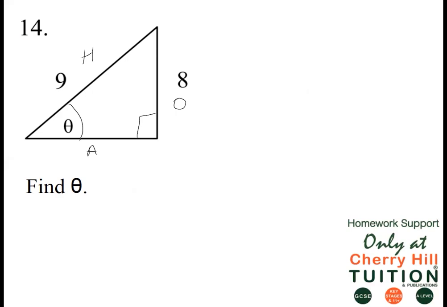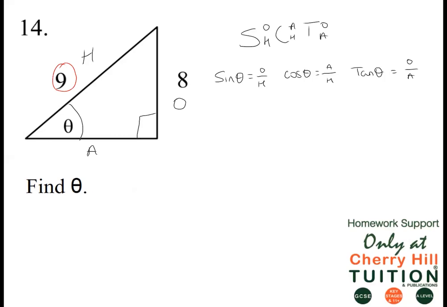Now let's write down SOHCAHTOA, because we will need this. So what this means is sine theta is equal to opposite over hypotenuse, cos theta is equal to adjacent over hypotenuse, and tan theta is equal to opposite over adjacent. As you can see, we have been given the hypotenuse and the opposite. So try and think about which trig formula we will need to use if we have been given the opposite and the hypotenuse.